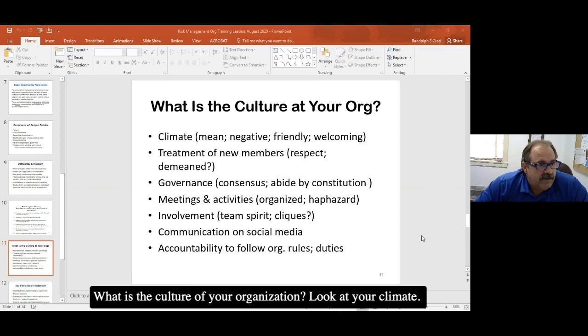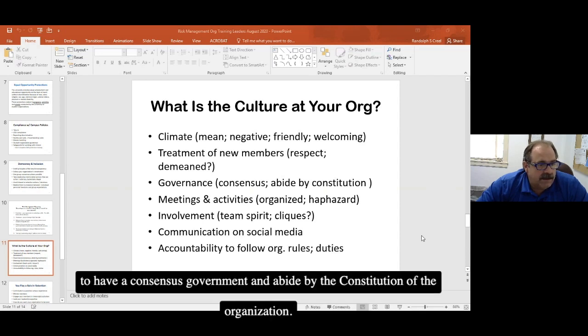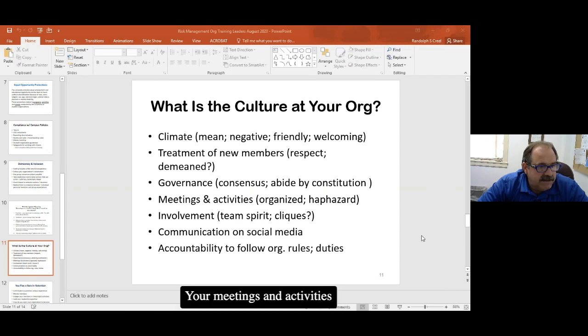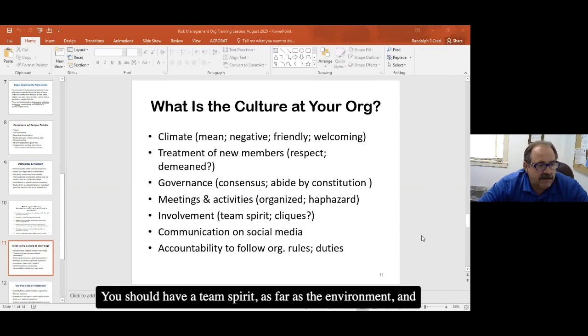What is the culture of your organization? Look at your climate. Is it mean, negative, friendly, or welcoming? You want to treat your new members with respect and not demeaning. You want to have a consensus government and abide by the Constitution of the organization. Your meetings and activities should be organized and not haphazard. You should have a team spirit as far as involvement and not allow cliques to form within your organization.